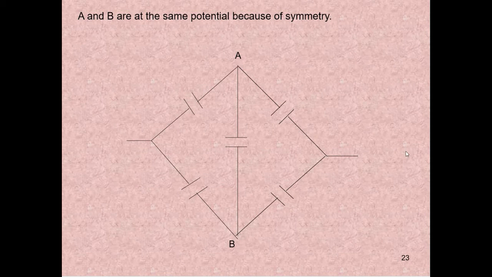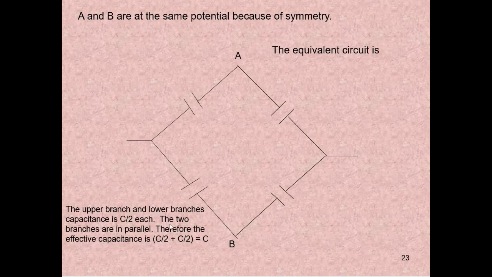Later on in resistors, we are going to see a similar network called Wheatstone's bridge. But till that time, we can use the symmetry concept. See, the upper branch and lower branch capacitance is C by 2 each. Two branches are in parallel. Therefore, the effective capacitance is C by 2 plus C by 2, C. This also you can write if you want. If you understand, no need to copy this. Otherwise, you can copy this.